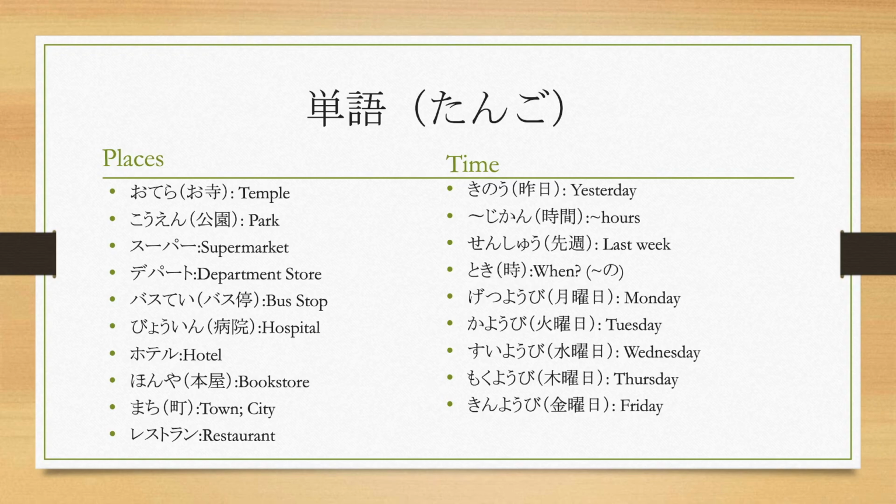Kino, yesterday. Jikan, hours, like how many hours it took you to do something. Senshu, last week. An easy way to remember that one is I sent you last week. Sort of easy to remember. Toki, when, as in when will something happen, or what time would it be?